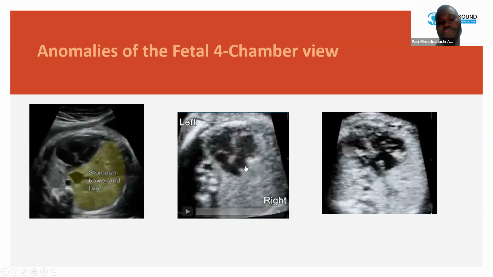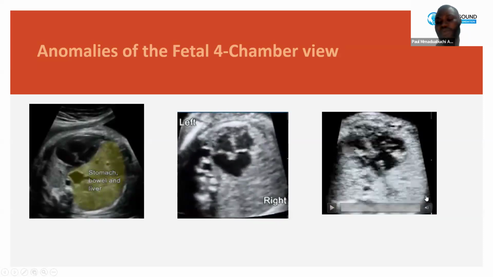And here, if you look at this, you have your right lung and your left lung. You could see that there is nothing on the left lung. So we have your left lung hypoplasia here, where there is absence of the left lung. So this can also be visualized on your four chamber view.